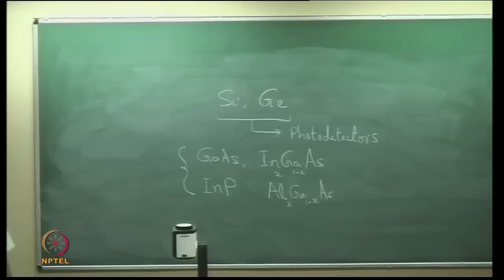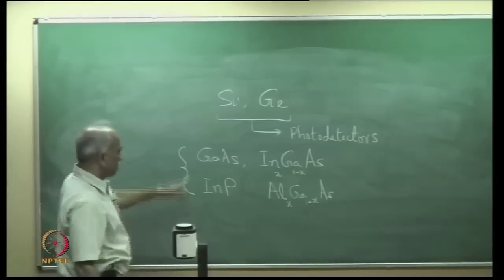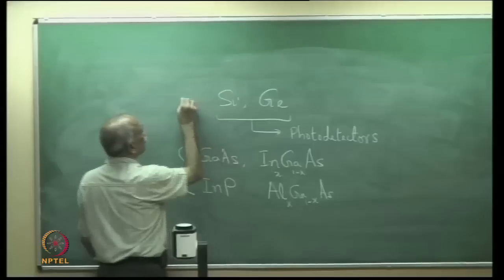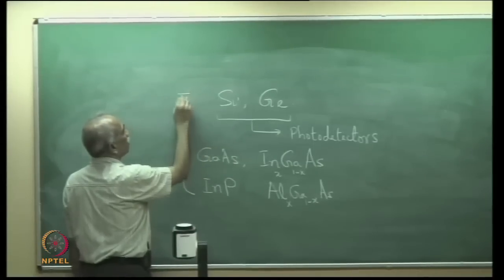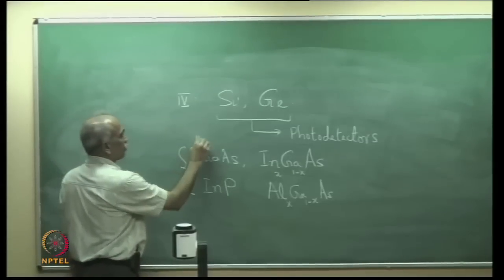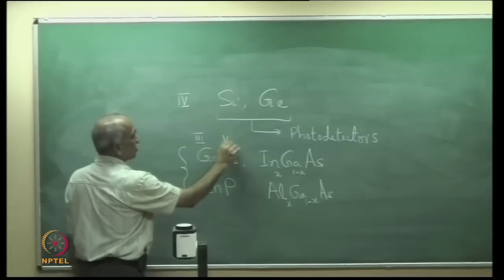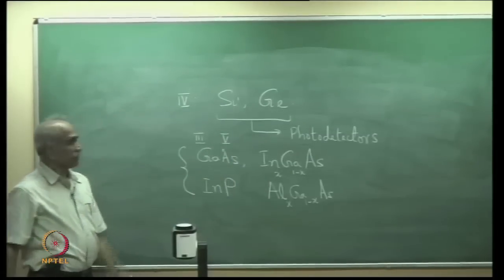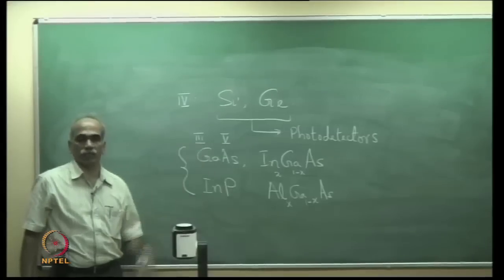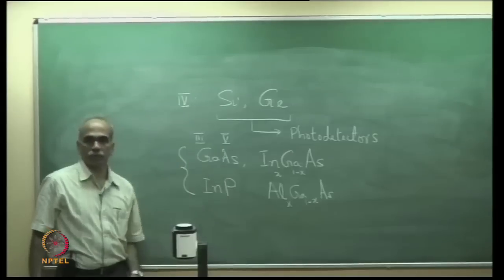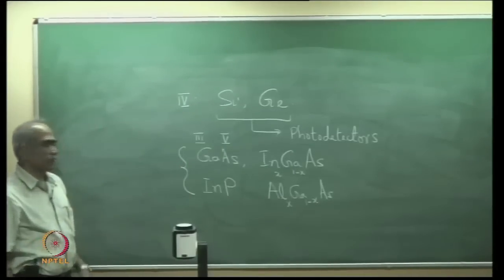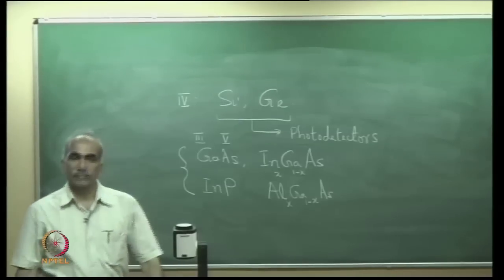These are binary compounds, or binary semiconductors. As you can see, silicon and germanium are group 4. We will discuss more about this when we discuss semiconductor materials. Gallium is from group 3 and arsenic is from group 5, and therefore these binary compounds are also called 3-5 semiconductors. We will discuss more of this in the next lecture.